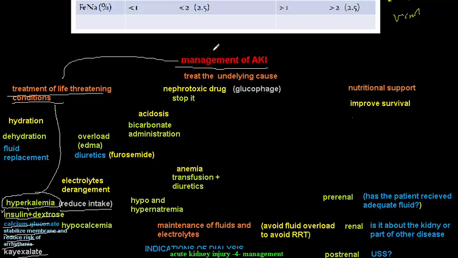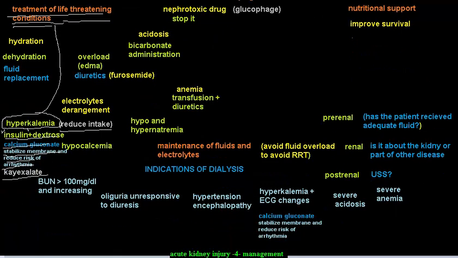Okay, now I'm going to talk about the final thing in acute kidney injury, the management of acute kidney injury. The first most important thing to manage in acute kidney injury is the life-threatening conditions. You can't ignore or postpone the life-threatening conditions. You have to start with them. Let's remember together what the life-threatening conditions in acute kidney injury are.